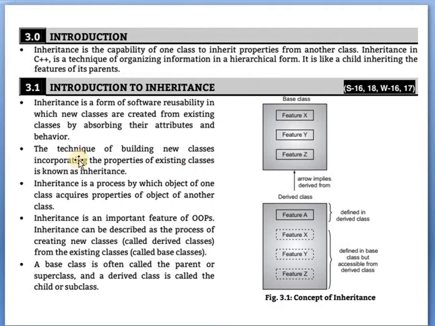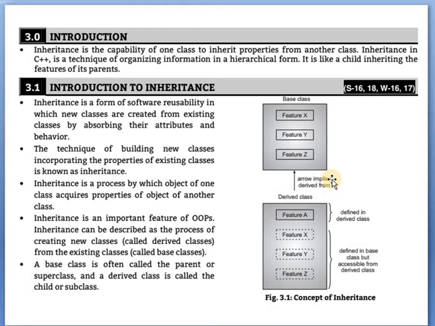The technique of building new classes incorporating the properties of existing classes is known as inheritance. What is the meaning of this? See the diagram. Here is a base class. It has some features like feature X, Y, Z, and when we derive a new class from this base class, the features of the base class are inherited into the new derived class. So here are the features X, Y, Z, derived from the base class, and this process is known as inheritance.